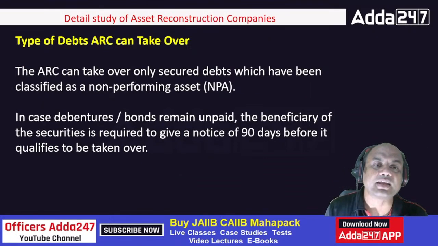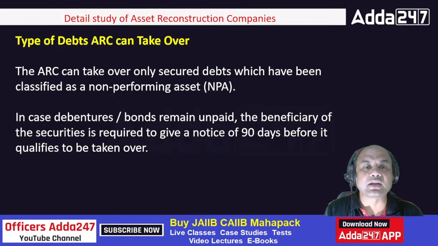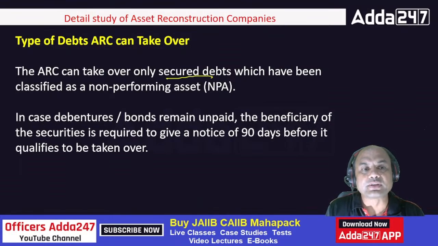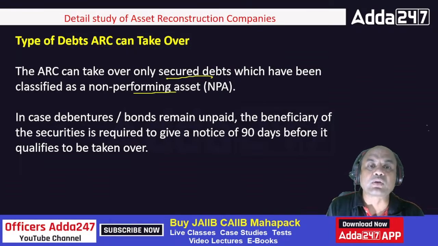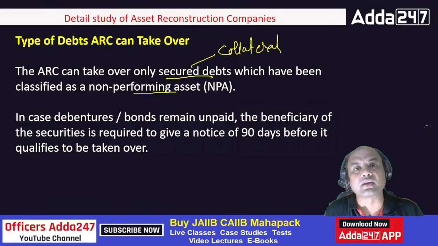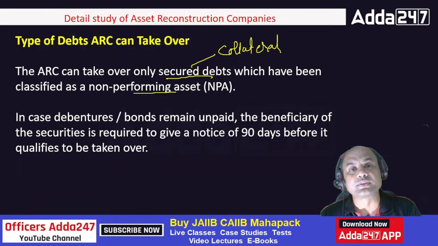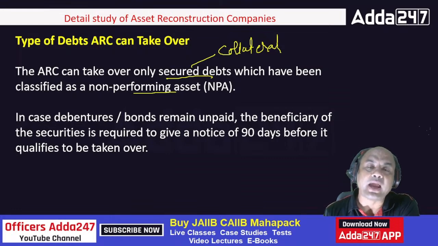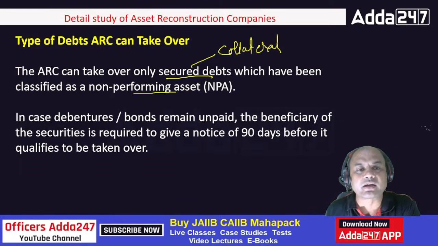Types of debts that ARC can take over. ARC can take over only secured debts. Remember, secured debts which have been classified as NPAs. Secured means secured by a collateral; there is a collateral attached to it. As I told you, there is a personal loan without any security, or certain corporate loans without any security. ARCs don't take those. Only if it is backed by some security can it take.